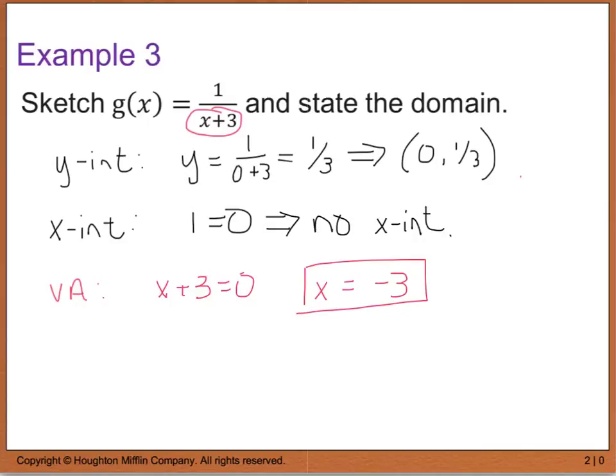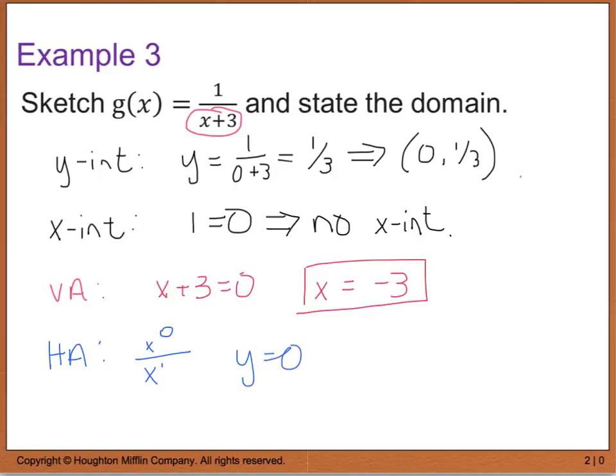Then I have to look at my horizontal asymptotes. And to do that, I need to look at the degree of the numerator. Well, the degree of my numerator is 0, because that's x to the 0 power, divided by x to the 1st. And because the degree of the numerator is less than the degree of the denominator, this tells me that I have a horizontal asymptote at y equals 0.